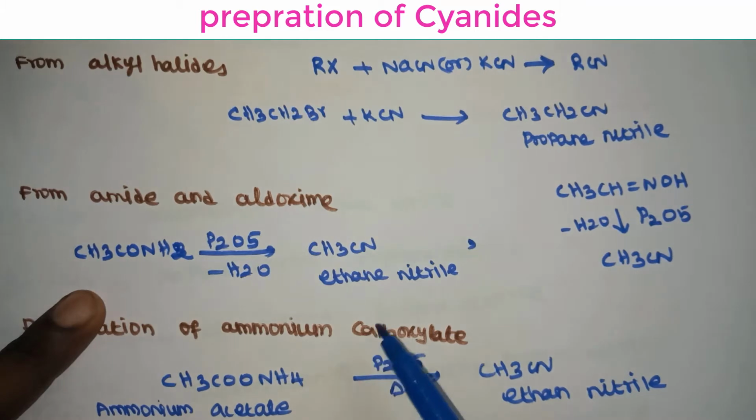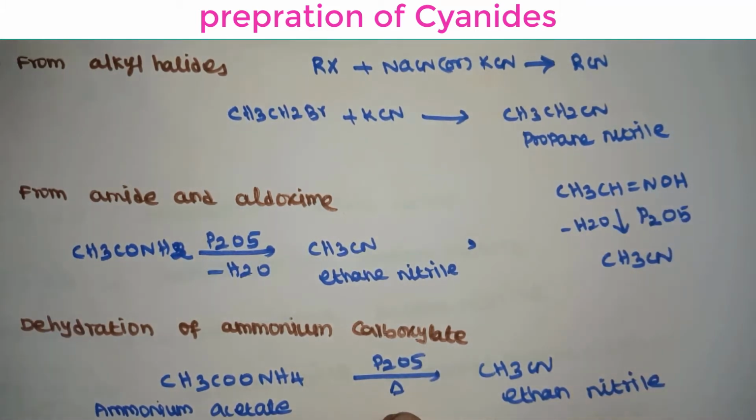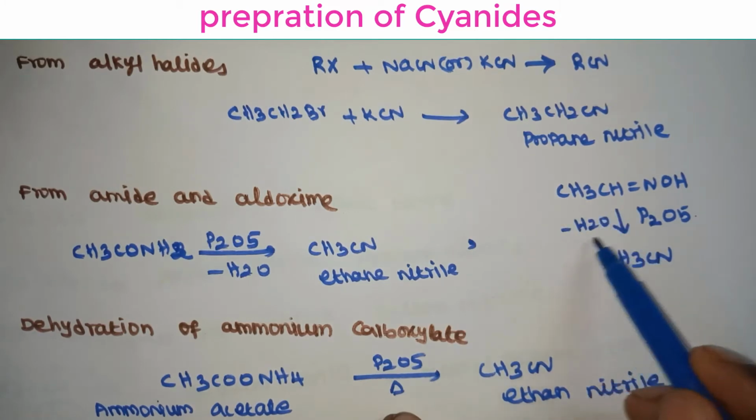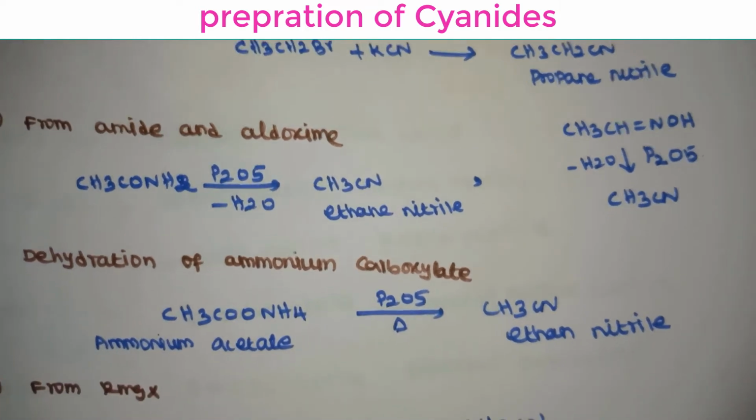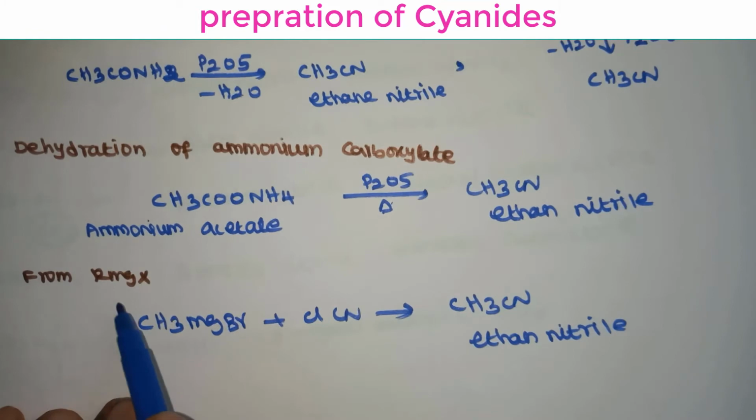We get ethane nitrile. Aldoxime is acetaldehyde oxime, CH3CH double bond NOH, which reacts with phosphorus pentoxide, a dehydrating agent, so a water molecule is eliminated and we get ethane nitrile, CH3CN. Third method, dehydration of ammonium carboxylate: ammonium acetate is heated with phosphorus pentoxide to form ethane nitrile. Last method, from Grignard reagent: methyl magnesium bromide reacts with ClCN to form ethane nitrile.